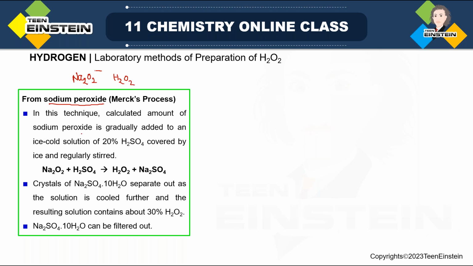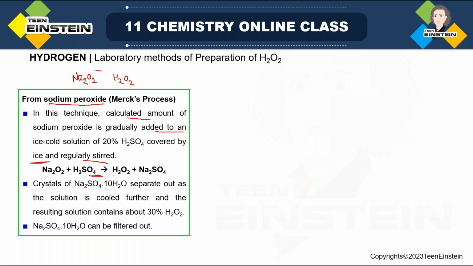That is the only difference. So in this technique, a calculated amount of the compound Na2O2 is gradually added to an ice cold solution of 20% sulfuric acid, and that is also covered by ice. The temperature is low here, covered by ice, and the addition should be done regularly, so that the heat, if it is generated, is distributed. That is why adding it gradually is important.